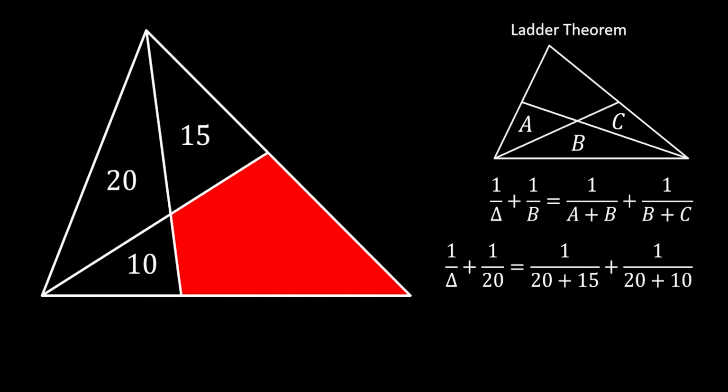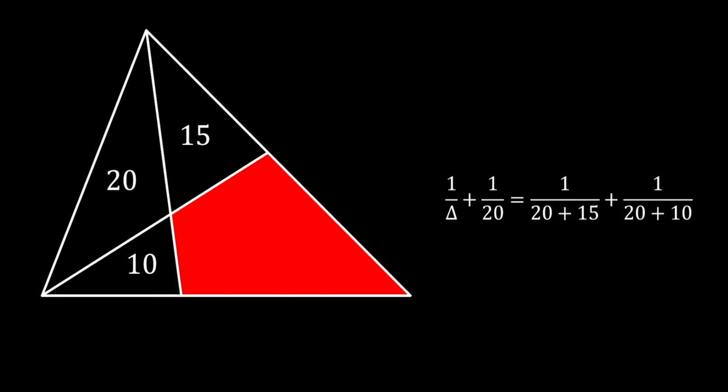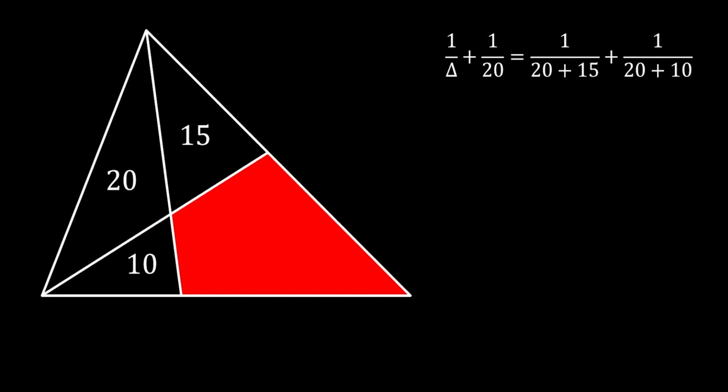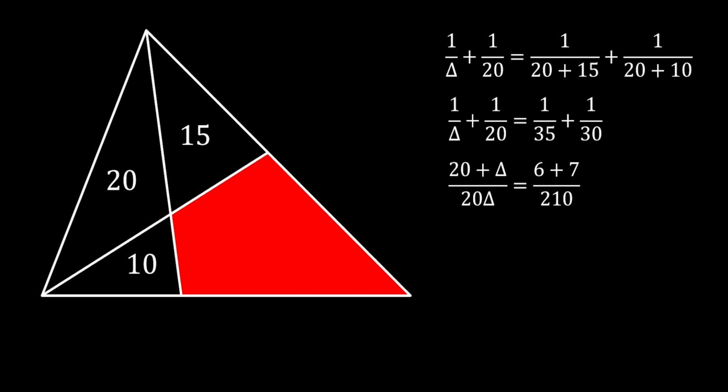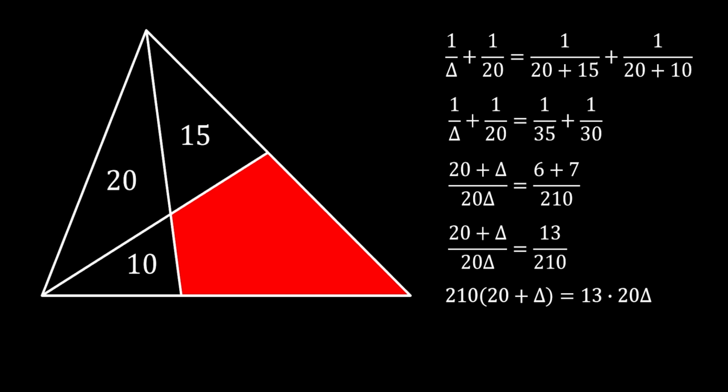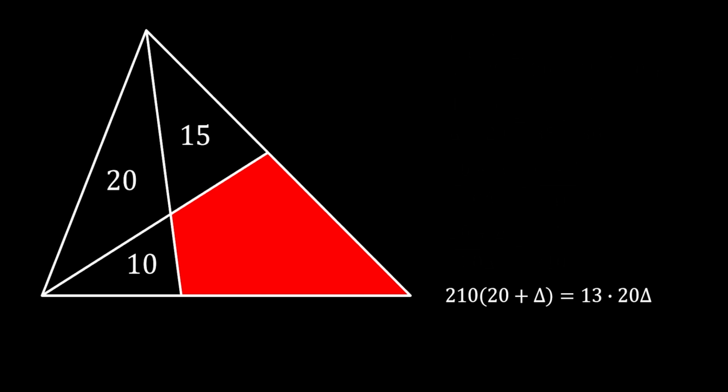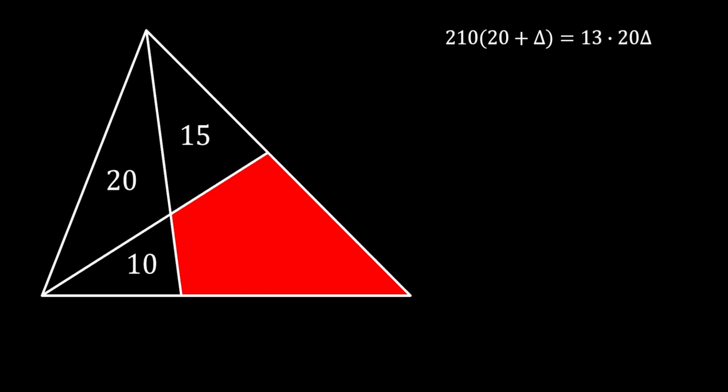Now all that we need to do is work through this equation to find the overall area of the whole triangle. So we will simplify this a little bit, then we will find the common denominator and simplify once more. Now we will just cross-multiply this and get our new equation.